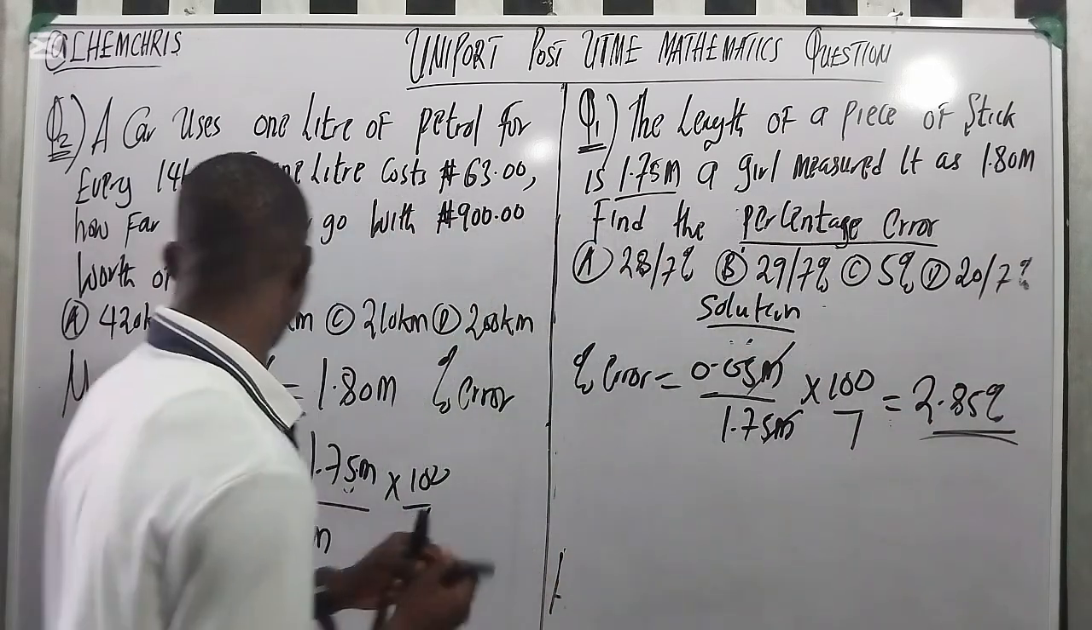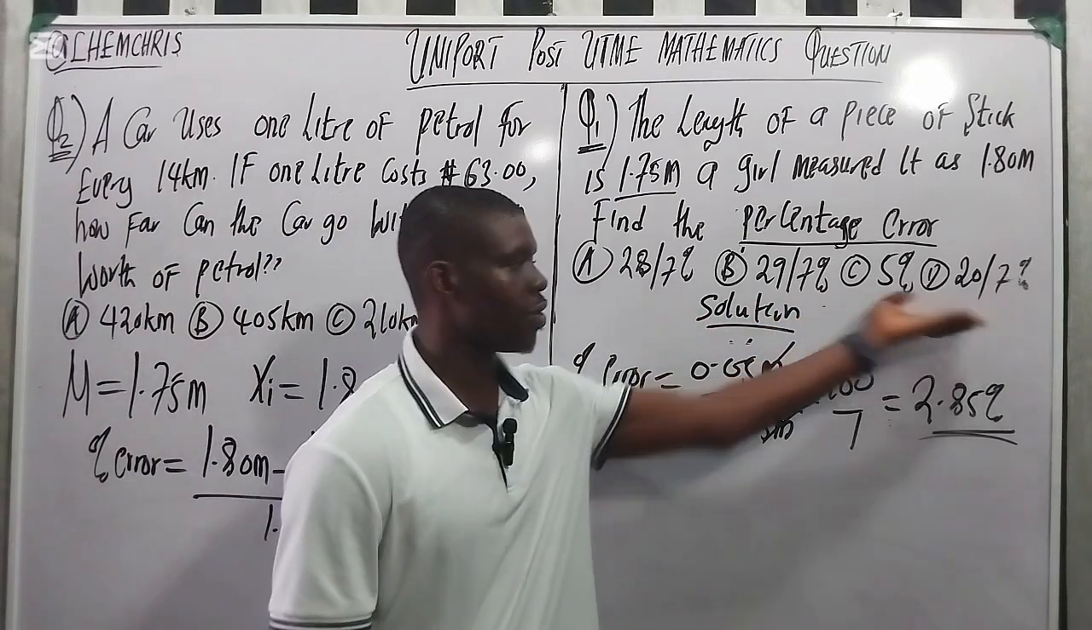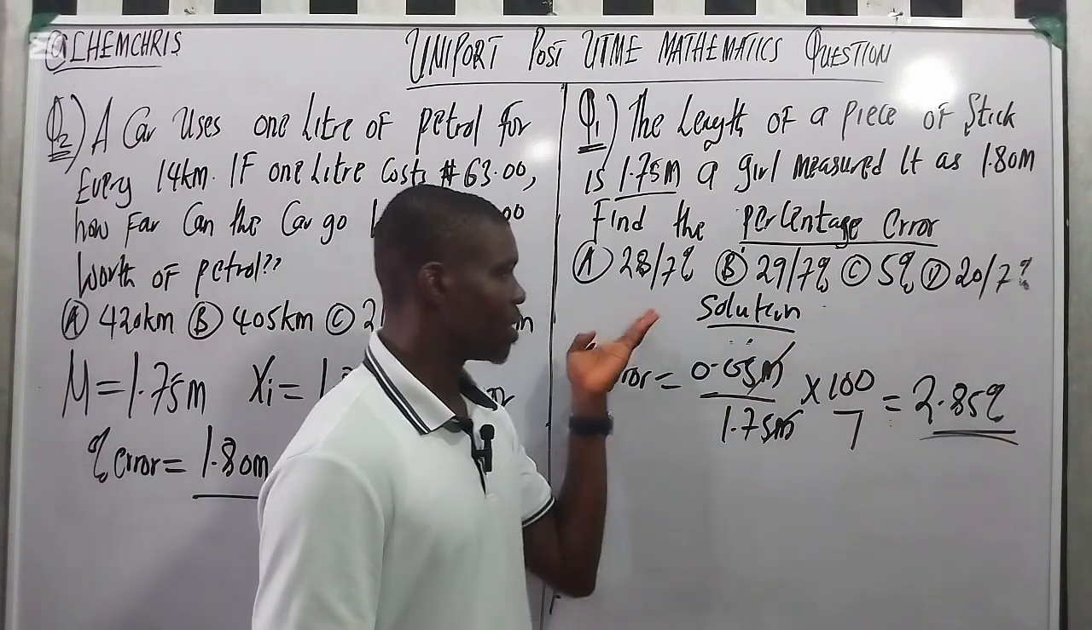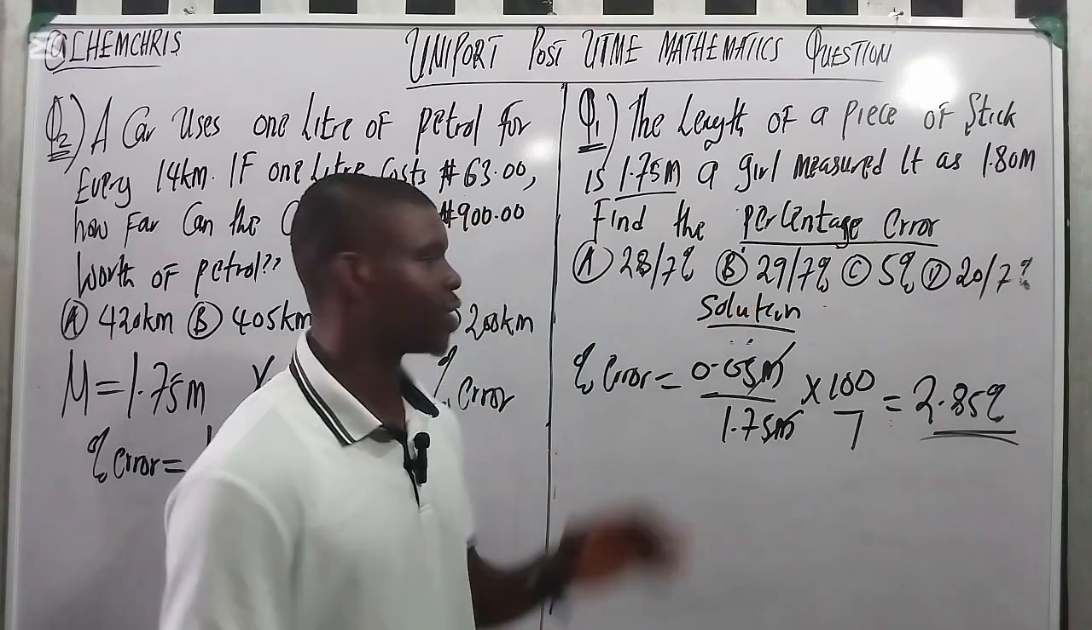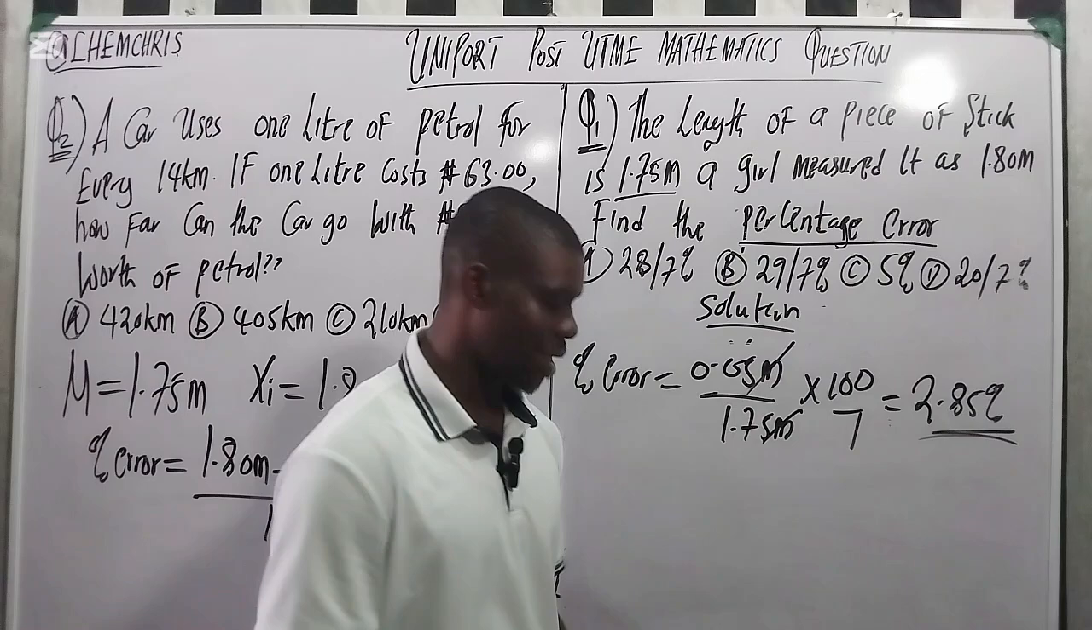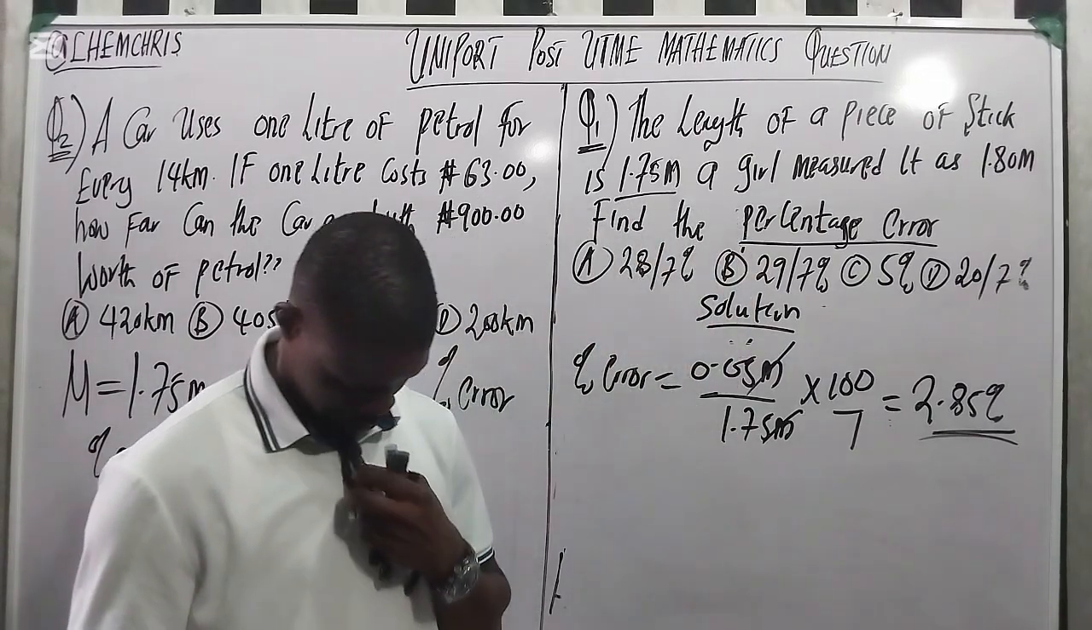Now, if you look at the options here, the options did not give us decimals, they give us fractions. So what I want to do here is to divide each of the options and see the one that will give us 2.8. Hope you understand.